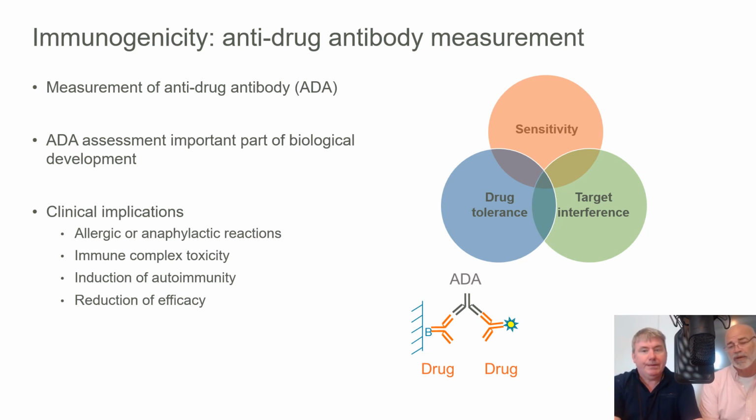I would say that's one of the biggest challenges I've seen in the preclinical space: you've got to balance these challenges of drug tolerance and target interference to accurately measure the presence of an anti-drug antibody. I had a situation in a preclinical study when we needed drug tolerance for up to mg per mil of drug. For most clinical studies, we're happy with drug tolerance around 100 micrograms per mil.